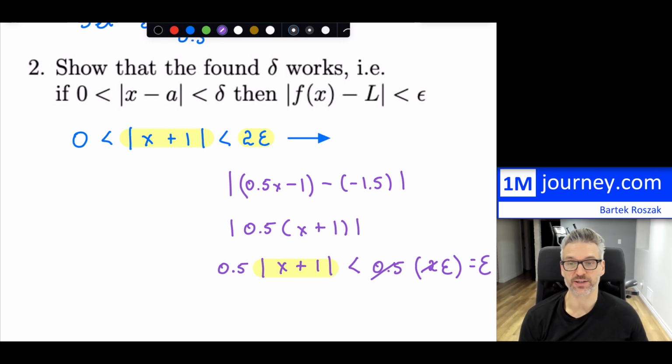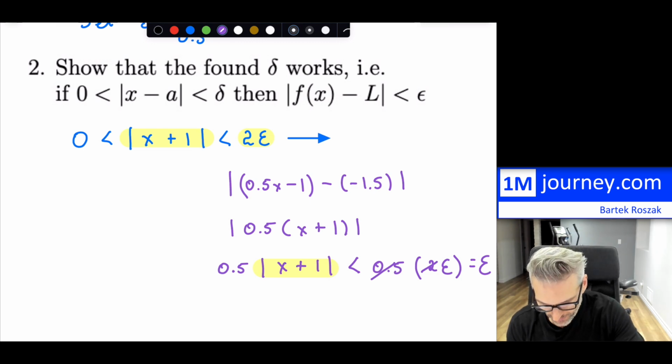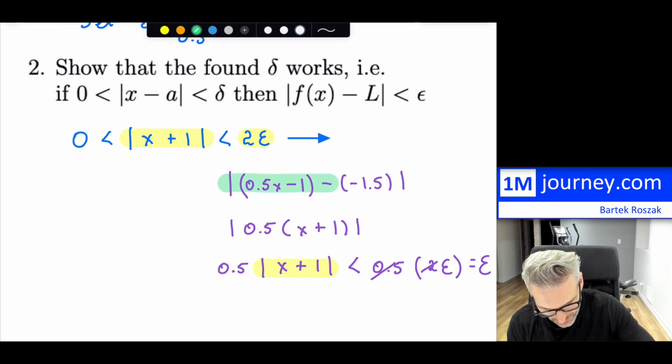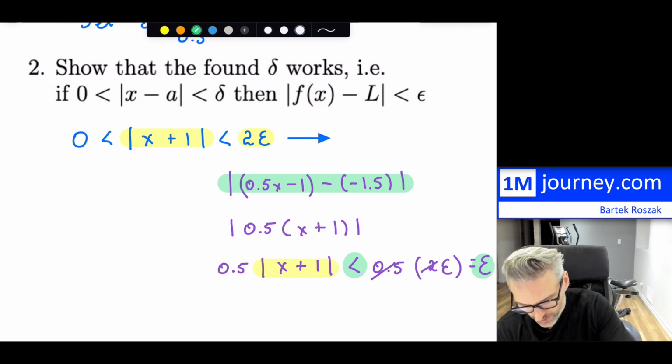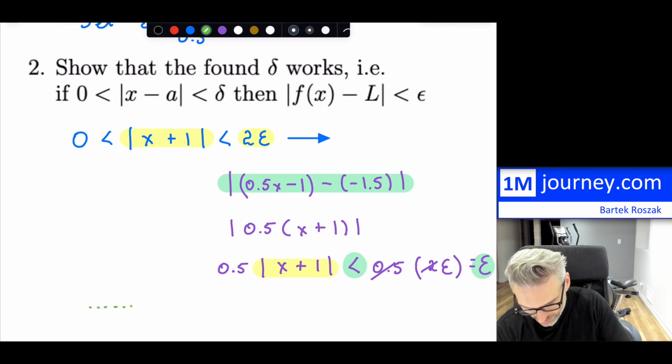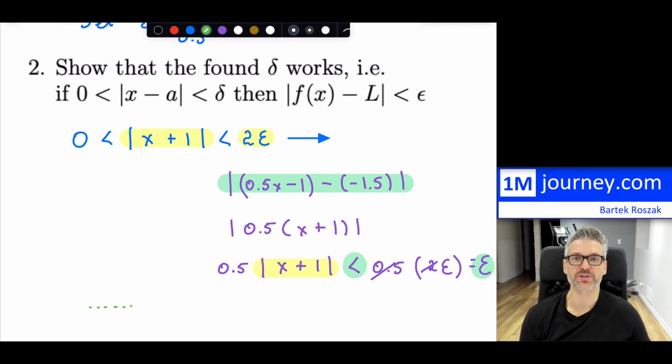And you've now established that that delta works for any given epsilon. So as you're going through, what you are saying is that f of x minus L is less than epsilon, right? That's what you wanted to establish. Now, of course, you can still finish. You can write in here: therefore, for any given epsilon, the delta is equal to 2 epsilon, or epsilon divided by 0.5. And you've now shown an epsilon delta proof for this.